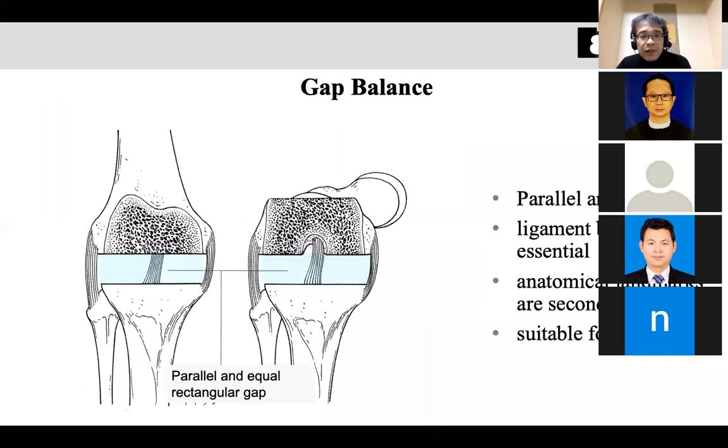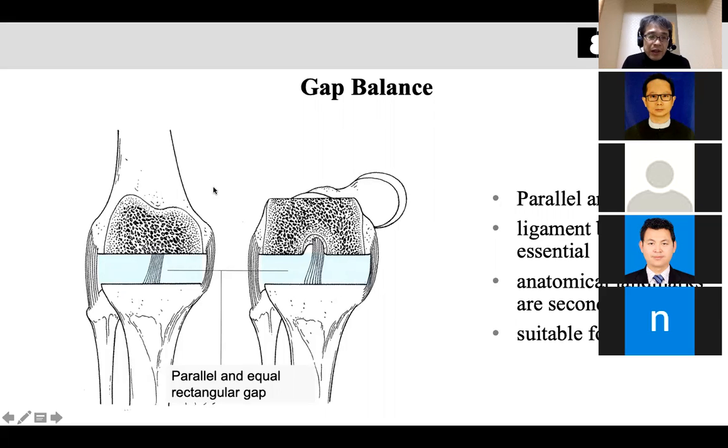Anyway, this is a talk about the gap. The purpose of deciding the proper rotation angle is to make the proper gap. The proper gap is considered to be a parallel and equal gap.